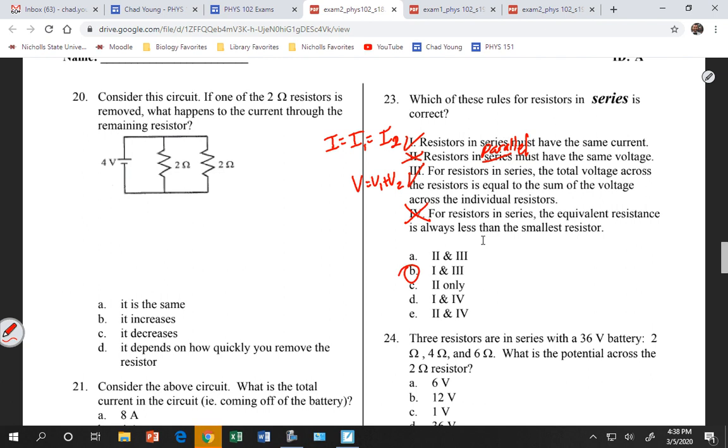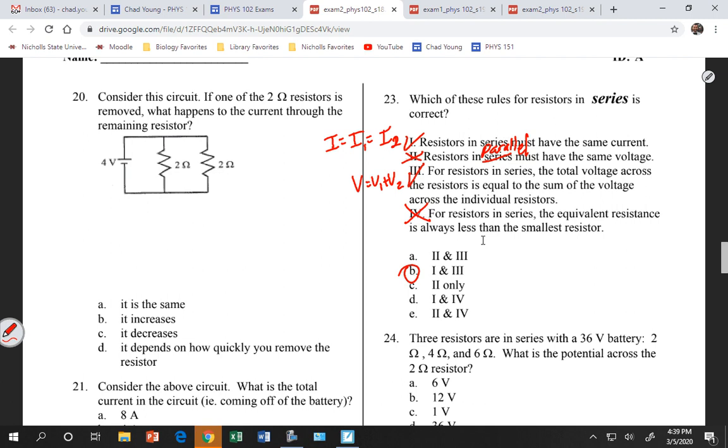Number 20, we did something like this the other day. If I removed one of these resistors, just took this away, what's going to happen to the current through the remaining resistor? Up, down, stay the same? It's going to stay the same because these two resistors have the same voltage. And if I get one of these away, remember resistors in parallel are completely independent, then this one will keep the same voltage and the same current.